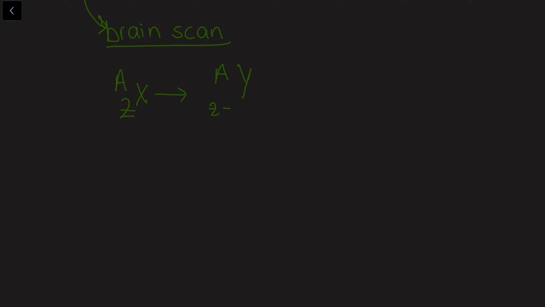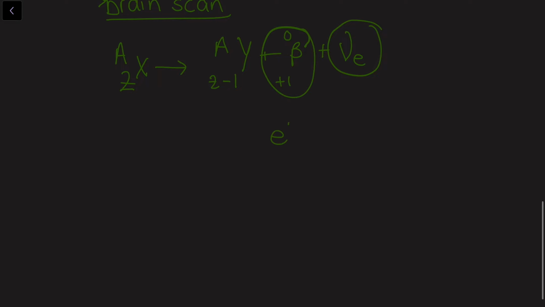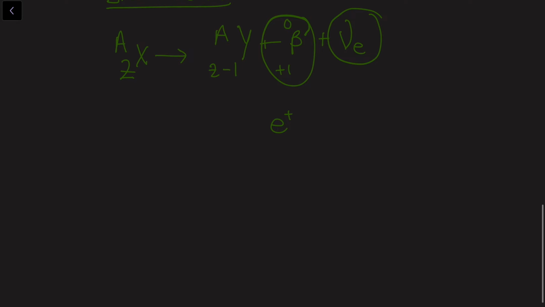So this is the equation for it. I would suggest that you know it, but there's no issue with not knowing it. So this is an electron neutrino, this is your positron. So you could also write it as e plus as well. That would be perfectly acceptable for me.